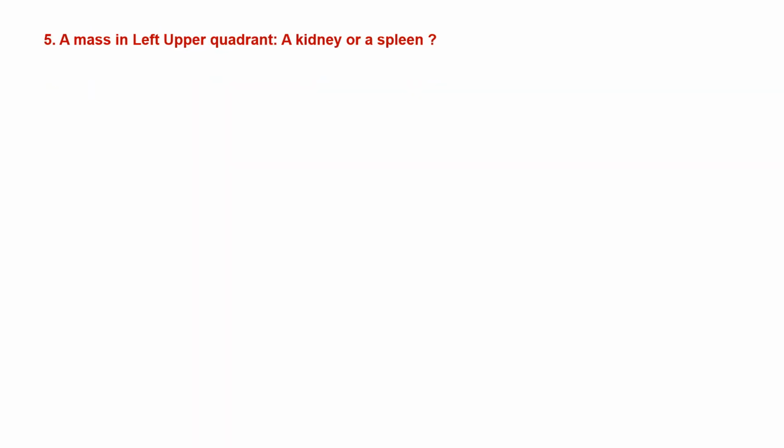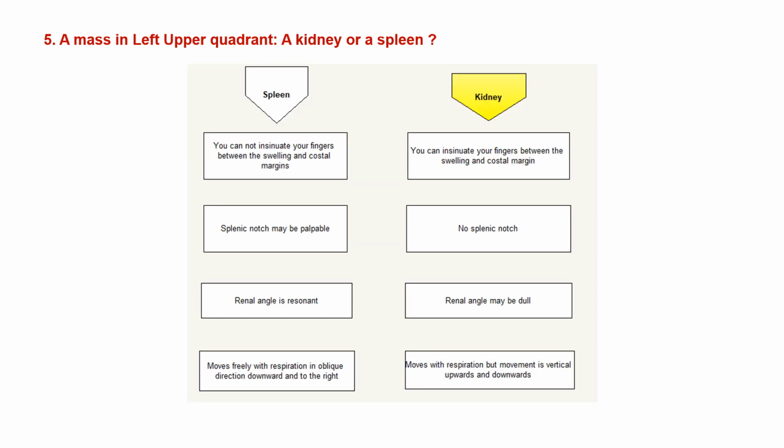A final point: how to differentiate a mass in the left upper quadrant, whether it is a kidney or a spleen. If it is a splenic mass, you cannot insinuate your fingers between the swelling and the costal margin because the spleen lies directly under the ribs and the costal margin. While in case of the kidney, because the kidney is a retroperitoneal structure, you can insinuate your fingers between the swelling and the costal margin. At the same time, the spleen has a notch, so you can feel the splenic notch in splenic swelling, but in kidney swelling, there is no notch.